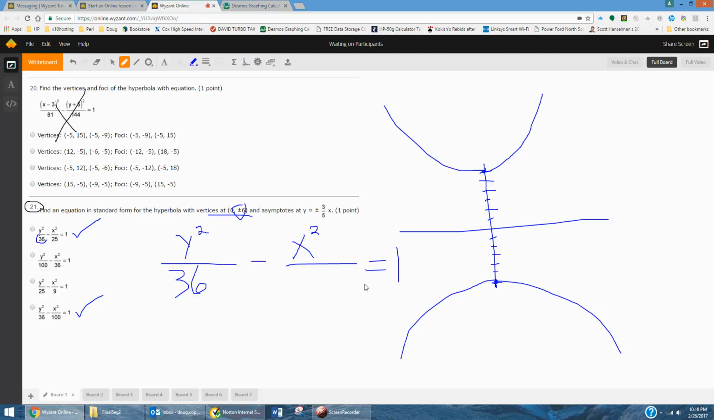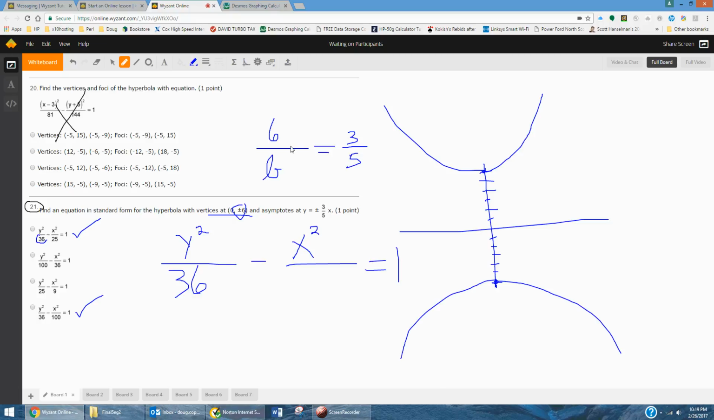Well, it turns out that the square root of this number is 6. That's like the a. Whatever the square root of this number is, that's what we don't know. That's the b. That is the slope of the asymptotes. So that equals 3/5 plus or minus 3/5.